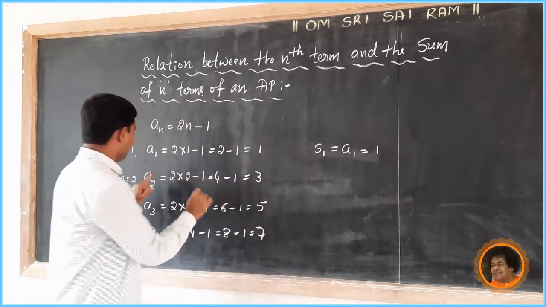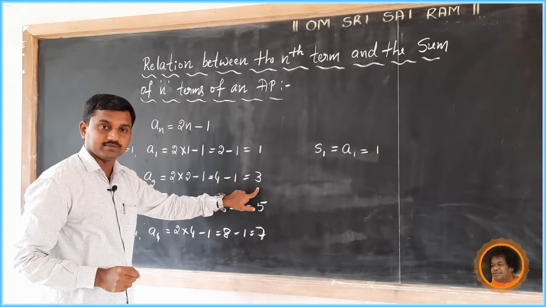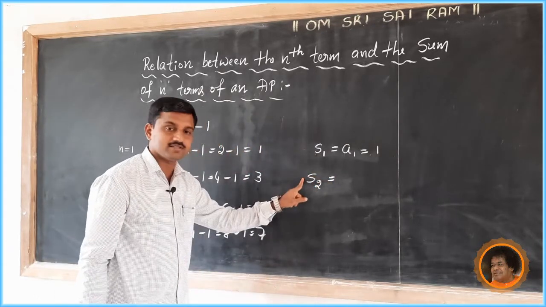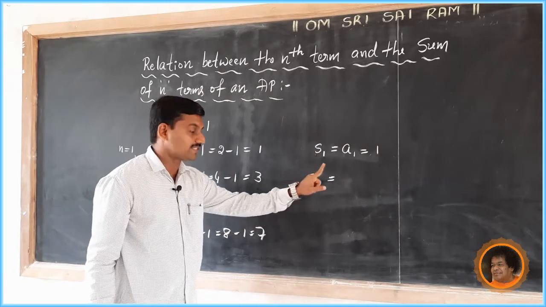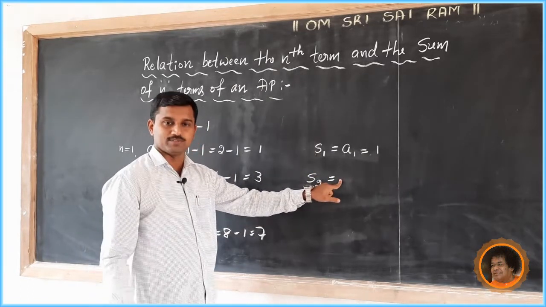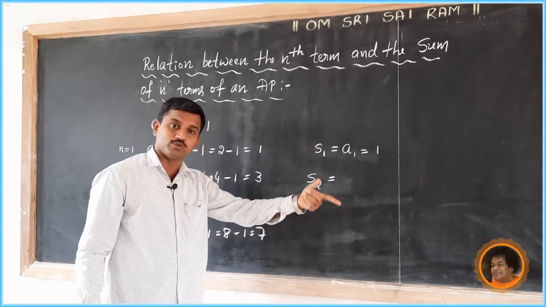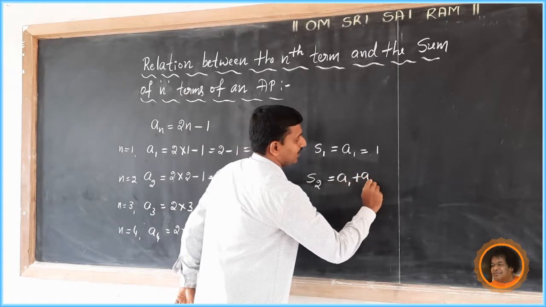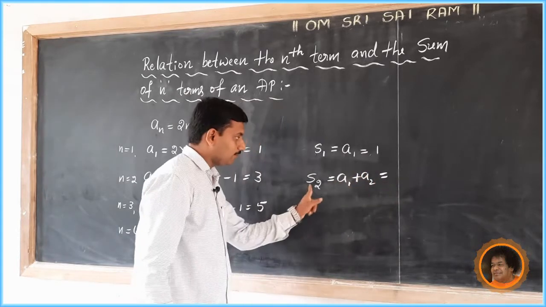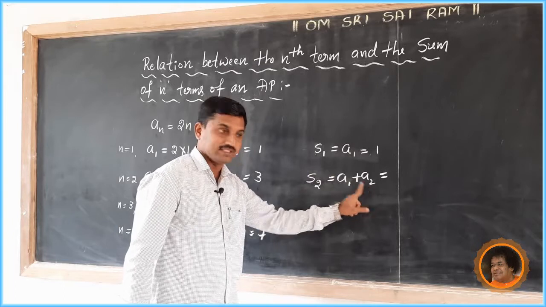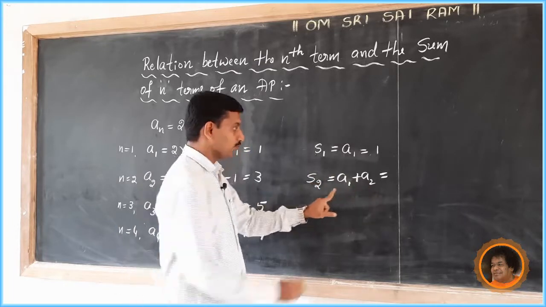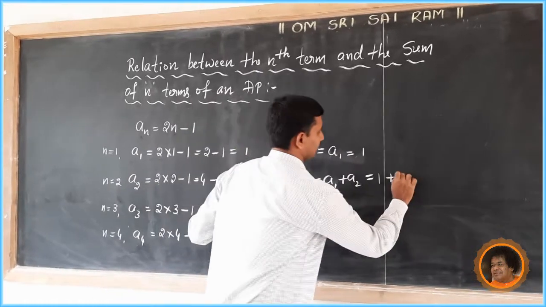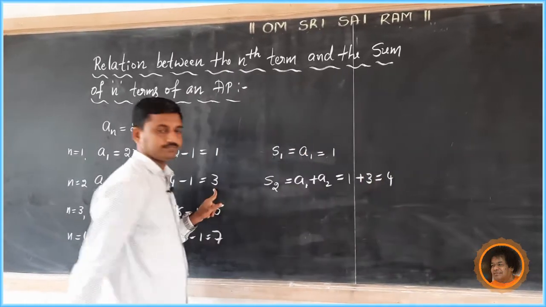So next, a2 means the second term. Now find S2. S2 means the sum of the first two terms. Which are the two terms? a1 and a2 are the first two terms. S2 means a1 plus a2. So a1 value 1 plus a2 value 3 equal to 4.